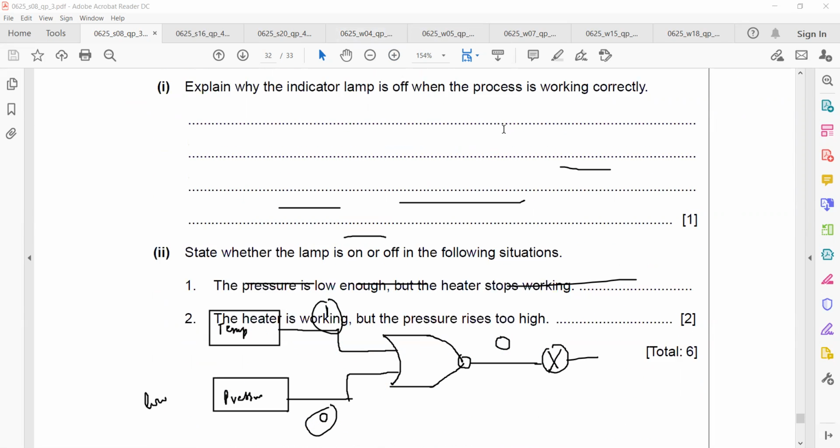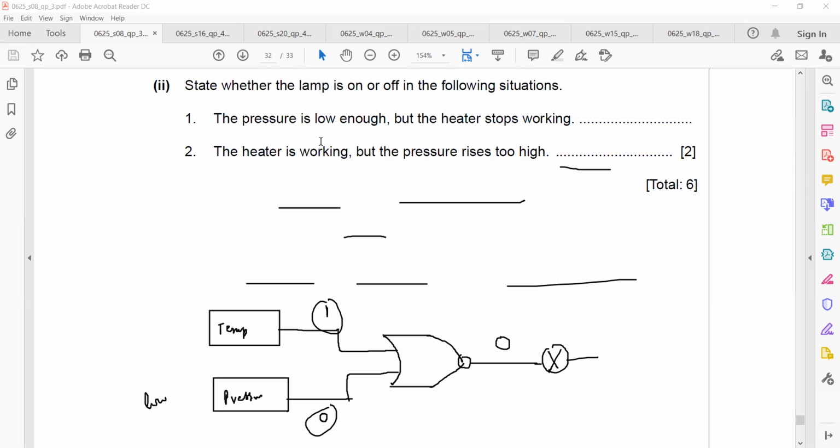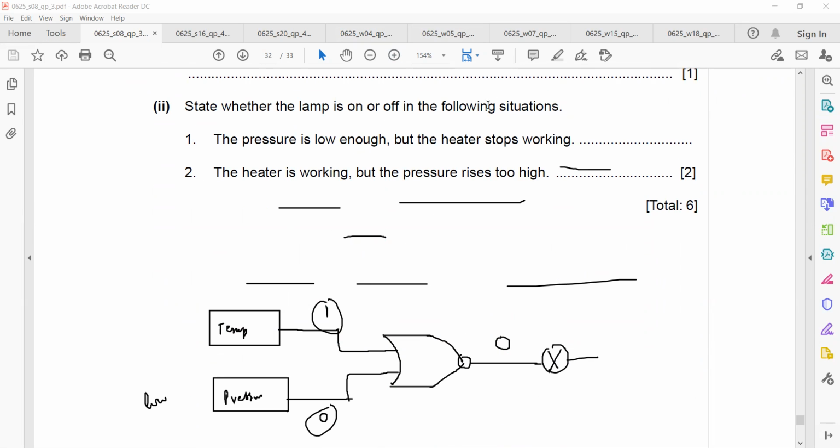Now in the next question they're asking, state whether the lamp is on or off in the following situation. The pressure is low and the heater stops working. If the heater stops working, it means the temperature sensor is giving a 0. If the heater is working, the temperature sensor is 1. What will happen to the indicator lamp? It will be off or on? So 0 0, it is 0 for NOR, 0 for OR, but passes through the inverter, so it will be 1. So the indicator lamp will be on.